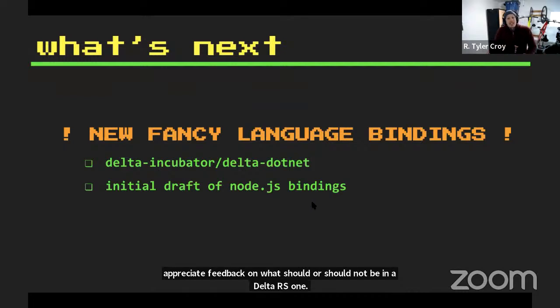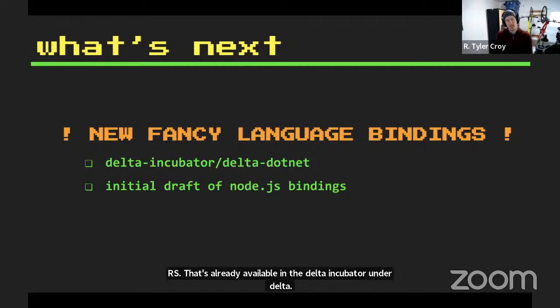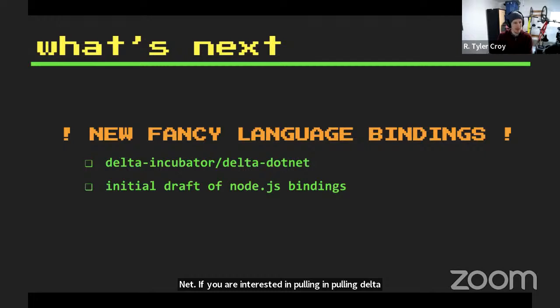We also have really new fancy language bindings, which is really exciting. A contributor named Kaija started working on .NET bindings built on top of Delta RS. That's already available in the Delta incubator under delta.net. If you are interested in pulling Delta Lake data into a .NET runtime of some form, regardless of your operating system, go check that project out. Kaija's been working on it. I think we could use more people that really know .NET to make that successful.